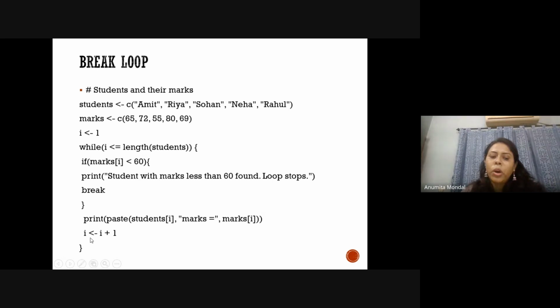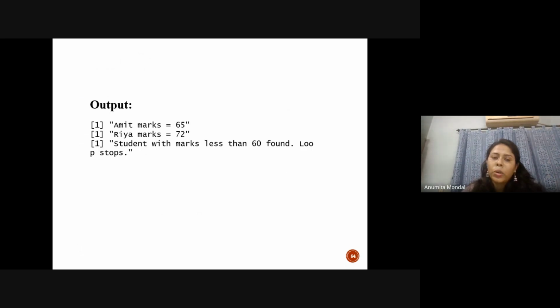And i is going from i equal to 1, i plus 1. Now after that, in this case, we can see the values 65, 72, 55, 80 and 69. After running the whole program, we can see that Amit's marks is 65 and Riyaz's marks is 72. And then the next output is: student marks less than 60 is found.